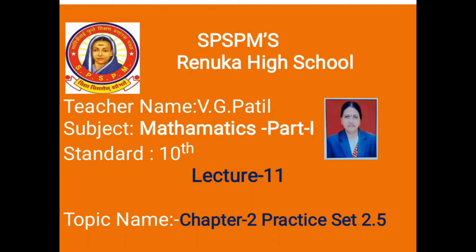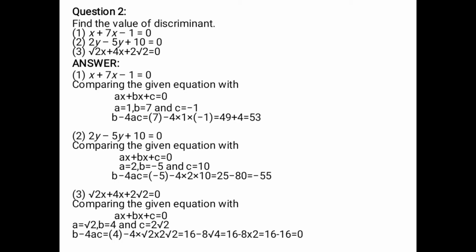Myself Patil Vijay, Class 10 Mathematics Part 1, Lecture 11, Chapter 2, Practice Set 2.5, solved examples. Question number 2, find the value of the discriminant. Example number 1, x square plus 7x minus 1 is equal to 0.